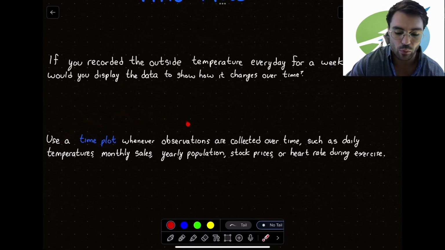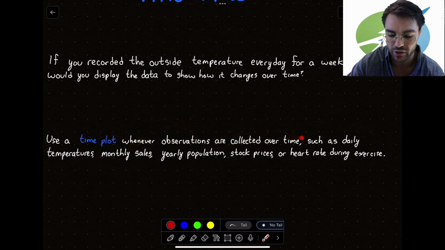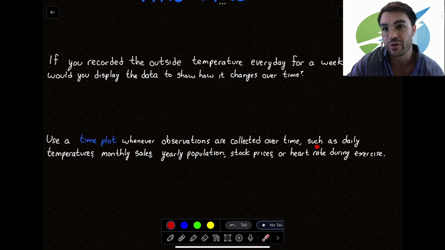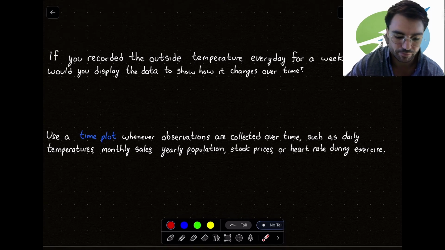Use a time plot whenever observations are collected over time, such as daily temperatures, monthly sales, yearly population, stock prices, or heart rate during exercises. This is going to look like a line graph, but we could also call it a time plot because it's over time. All right.